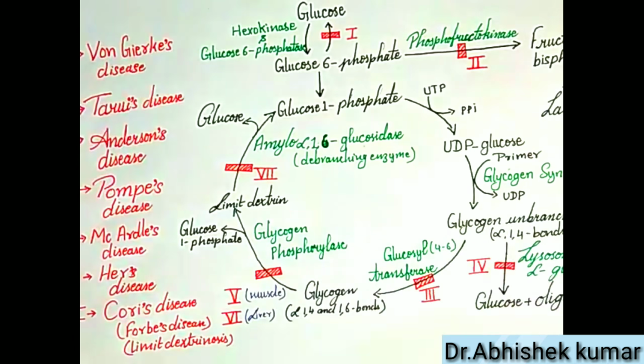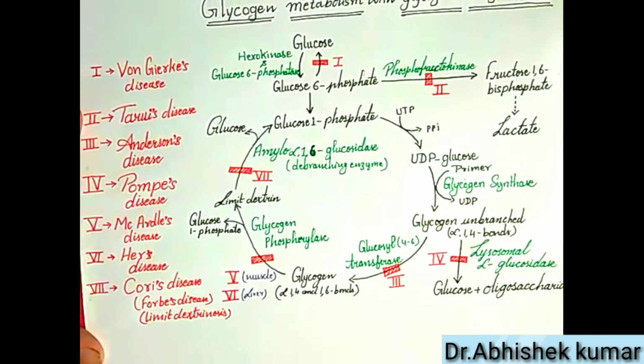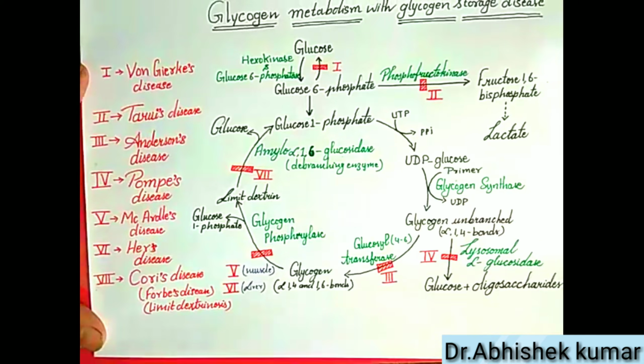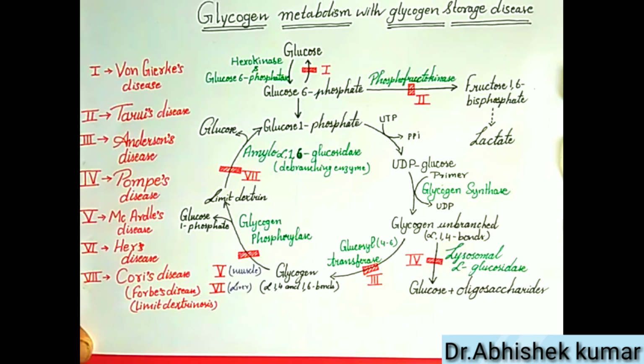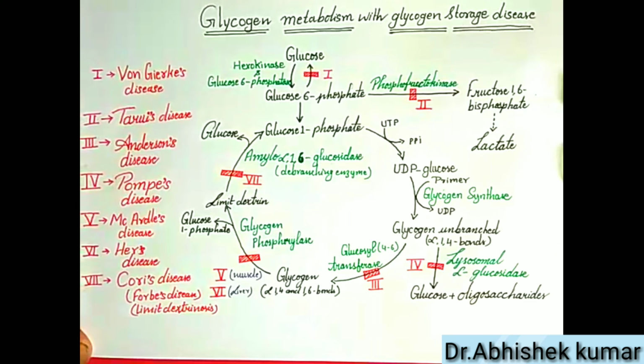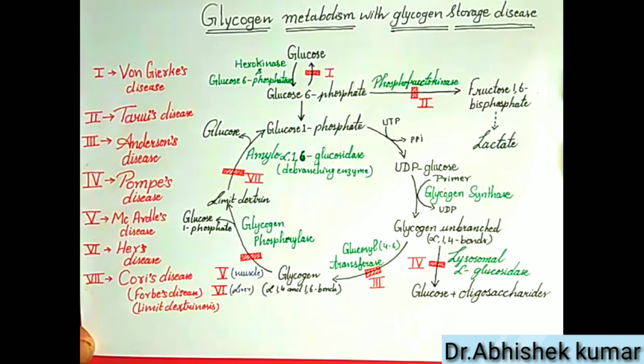This completes glycogen storage disease with a little summary of glycogen metabolism: Von Gierke's disease, Tarui's disease, Andersen's disease, Pompe disease, McArdle's disease, Hers disease and Cori's disease.